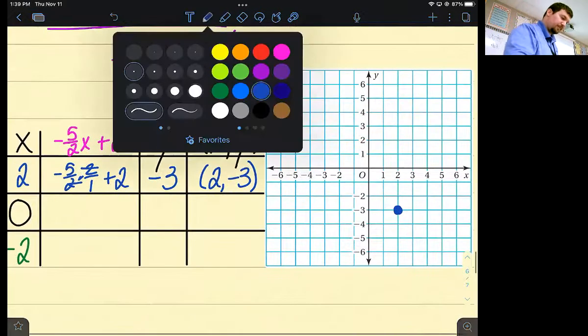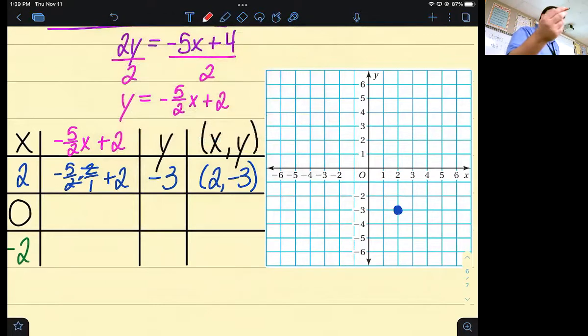To plug in 0, -5/2 times 0 is just 0. What's 0 plus 2? Okay, so plot 0, 2.